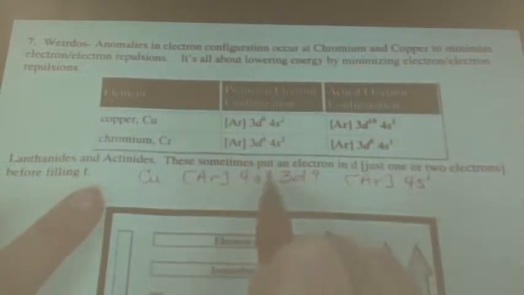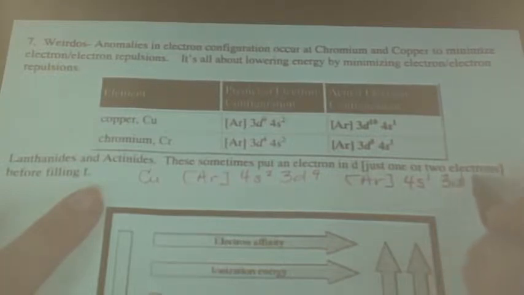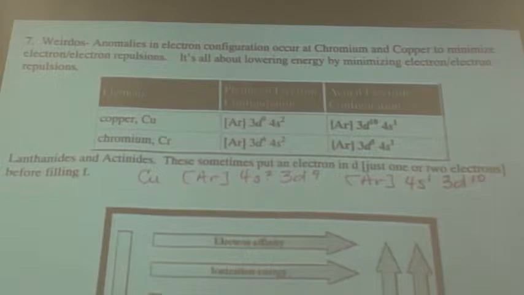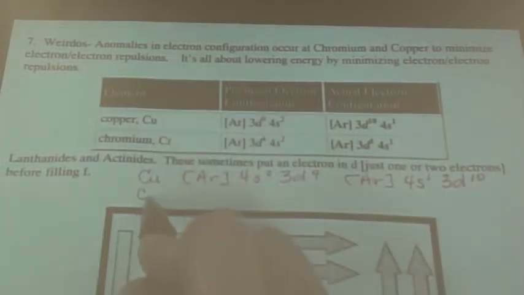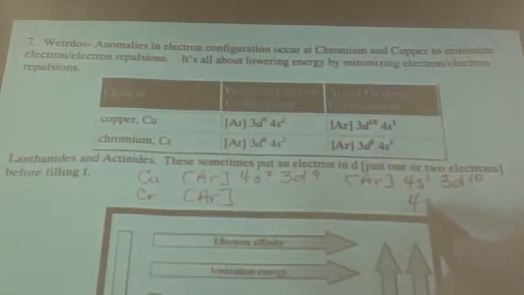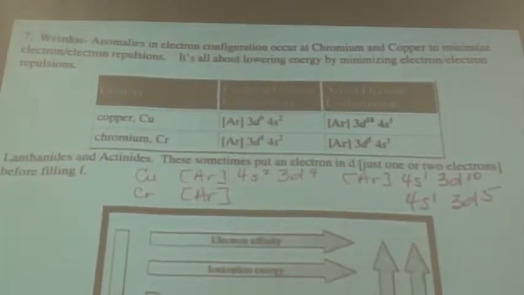It takes one of these electrons and moves it to complete the d block orbitals. Likewise, chromium does the same thing. It ends up being 4s1 3d5. That's just some oddity for you. I'm not going to test you on it, and I don't think AP is either.